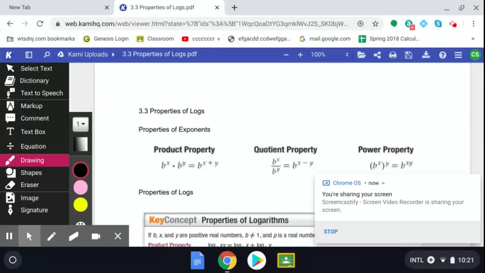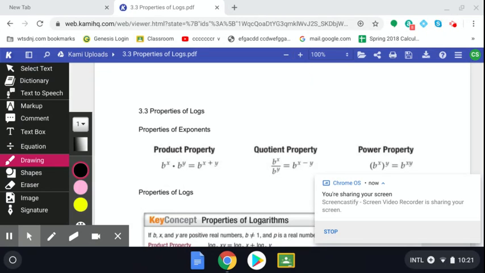Okay, good morning. We're moving nicely. We already covered 3.1 and 3.2, so there were exponential functions and an introduction to logs. We're going to move on to properties of logs today.